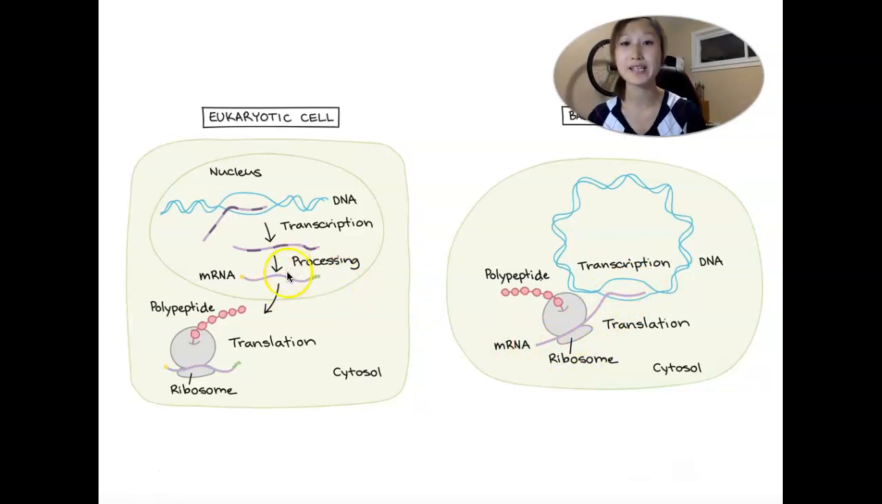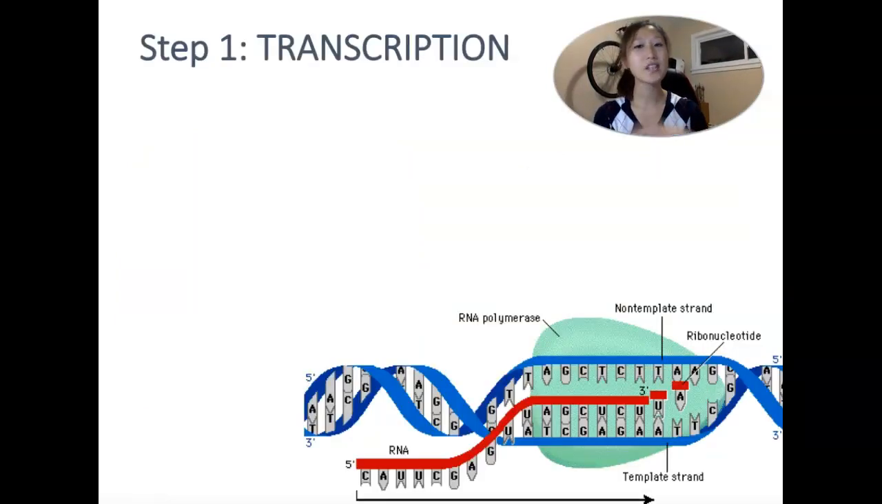And what you also see is that before the RNA can travel out of the nucleus for a eukaryotic cell, it has to be processed. So we have to process the mRNA before it gets sent out of the nucleus, where it gets attached to the ribosome and allows translation to happen. However, in bacteria, because we don't have a nucleus, transcription and translation can happen at the same time inside the cytoplasm. So let's talk about the first step.